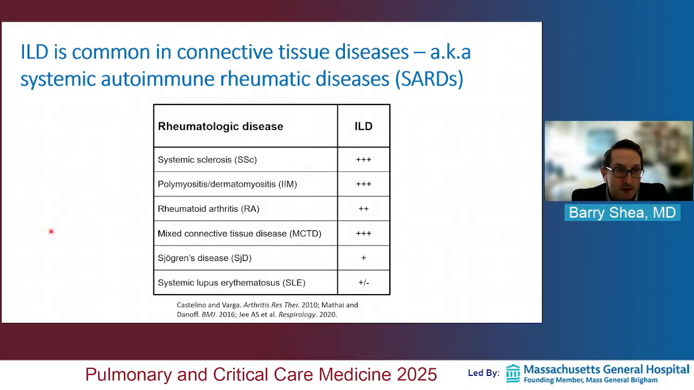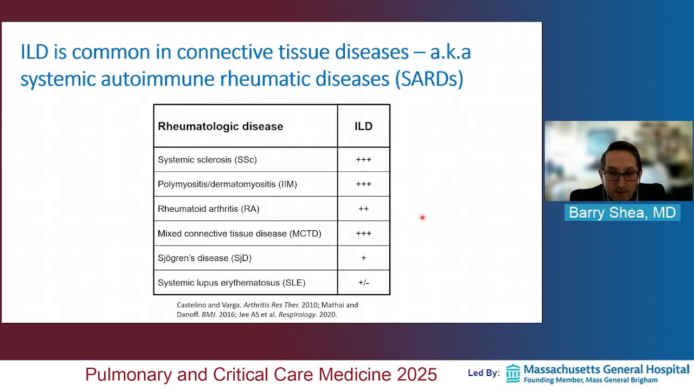So to start off, interstitial lung diseases are in fact very common in connective tissue diseases. There's a little bit of a push to rename the CTDs systemic autoimmune rheumatic diseases, or SARDs. So you'll see both of those. You'll see CTD and SARD both mentioned in this talk. But regardless of the connective tissue disease or the name you want to give them, ILD is very common.